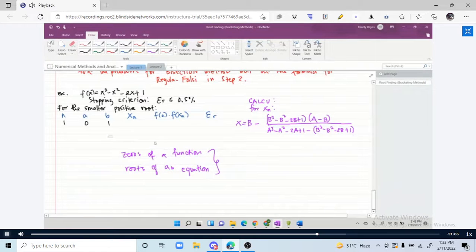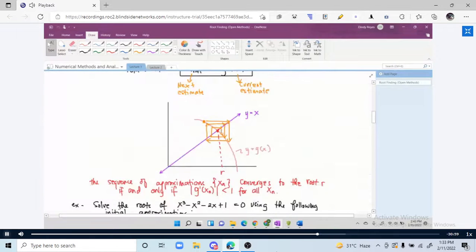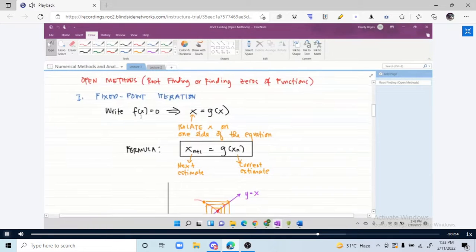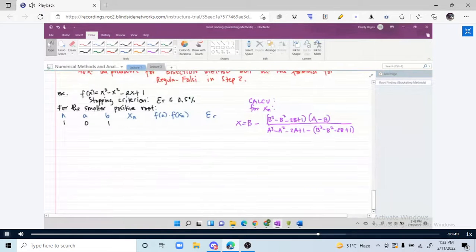So, yung gusto mong sinasabi mong x equals... ito, when we equate, tingnan mo itong una kong sinulat dito sa first meeting natin. Write f of x equals 0. So, if I equate f of x to 0, then that function would be x cubed minus x squared minus 2x plus 1. Pag in-equate ko to sa 0, anong kukunin natin? Kinukuha natin yung 0 ng function which is the root of this equation. Diba?